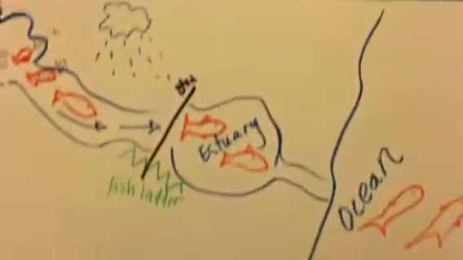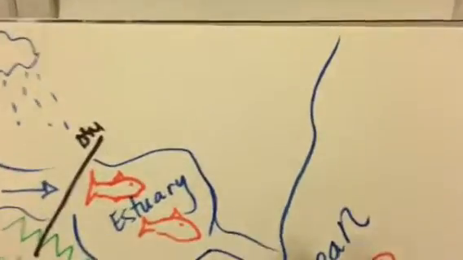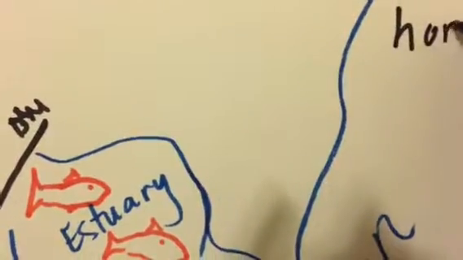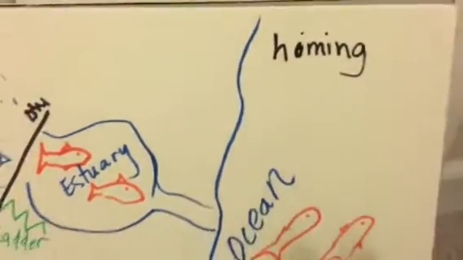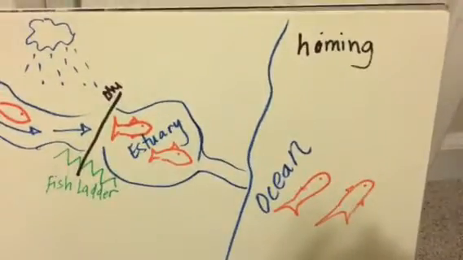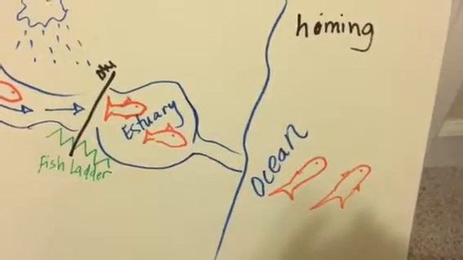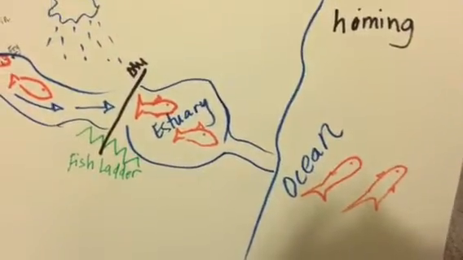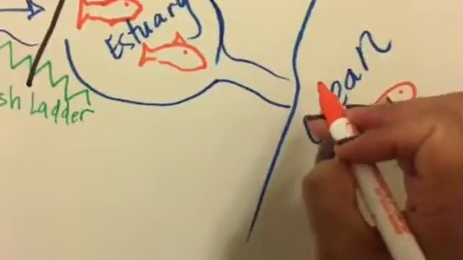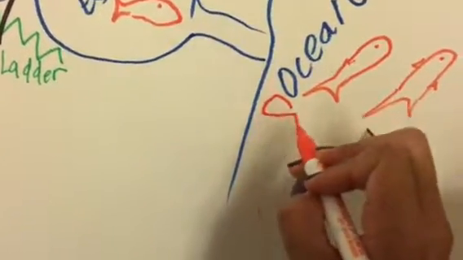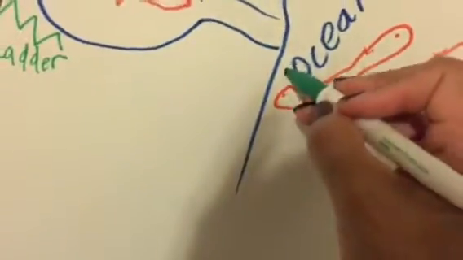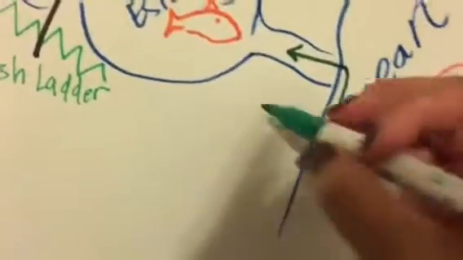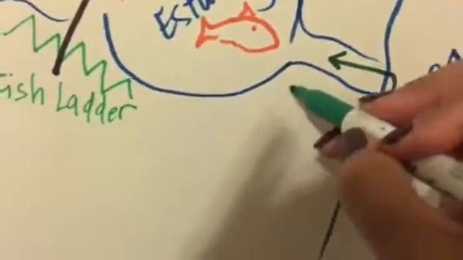So we're going to go back up to our drawing, and I want you to write down the word homing. We're just going to put it up here. Homing urge. So they gather to where the river and ocean merge. So they're going to come back up this way. Now they're facing in this direction, and they're going to head back to where they came from. And this is their migration. So we can put migration.